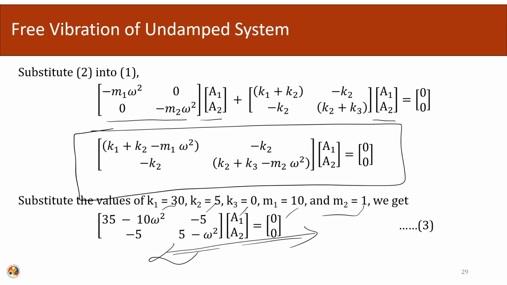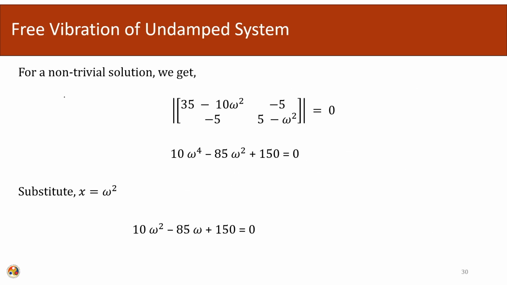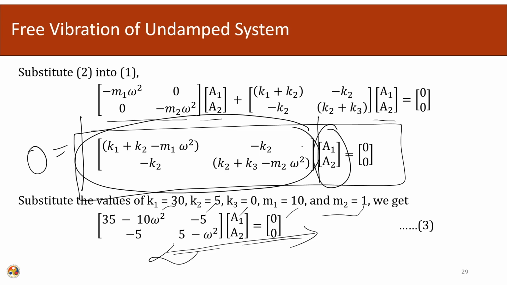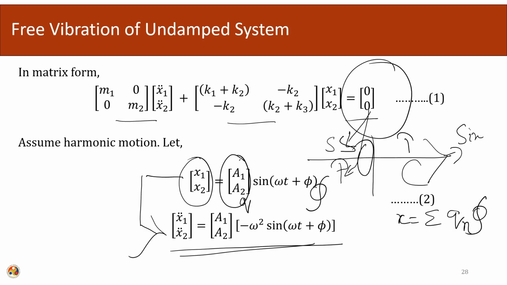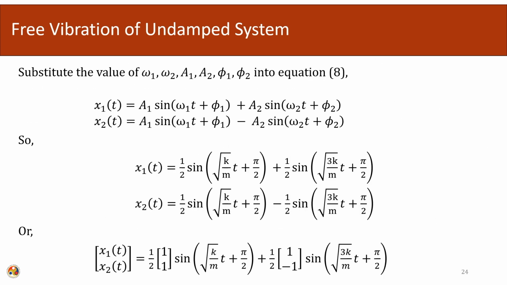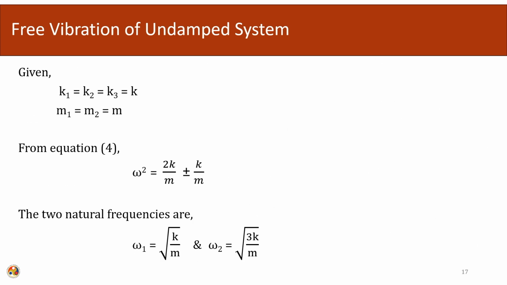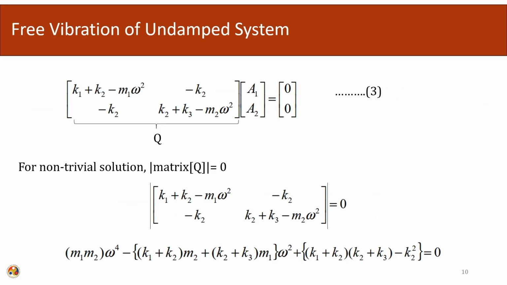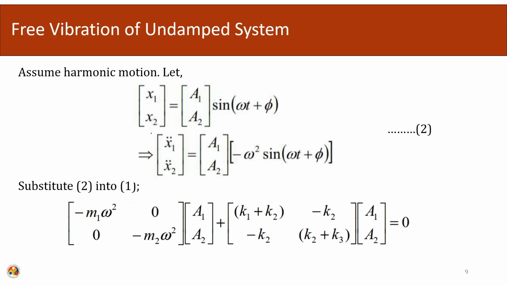So, after that for a non-trivial solution, the determinant of this part should be 0, because if a1 and a2 become 0, if this component is 0, then there will be no motion in the system. So, in order to have a non-trivial solution, the determinant of this part should be 0. The same thing we have done earlier also, when we were looking into the general solution, again we did the same thing.